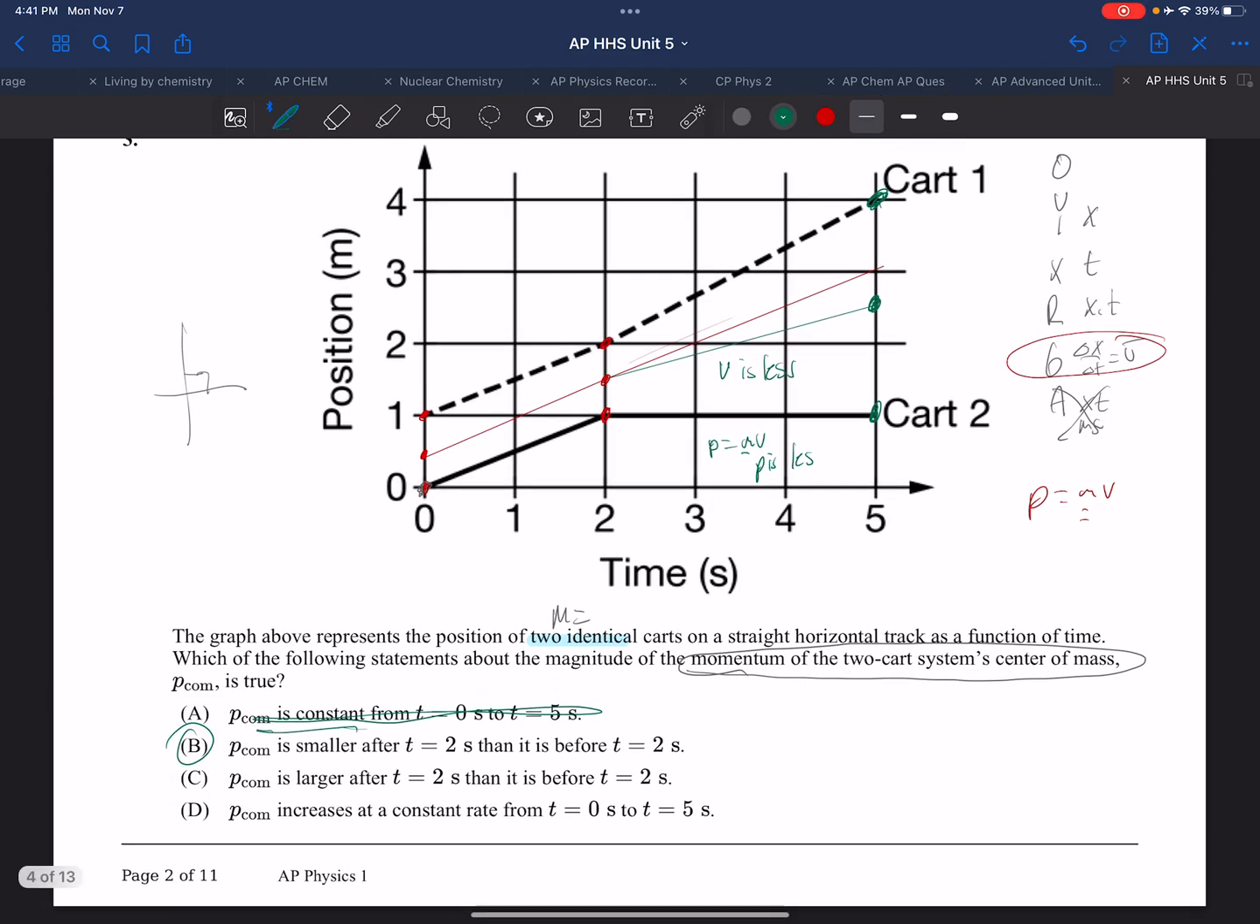It's larger afterward? No, that means it would have needed a steeper slope. That can't be true. It increases at a constant rate from 0 to 5 seconds? Well, if it increased at a constant rate, then for the momentum to increase, with the same equal mass, the velocity would have to increase. And we can see that the velocity, which is the slope, does not increase at all from 0 to 2, so this one is false. So we've not only falsified all the wrong answers, we've demonstrated why B is the correct answer.